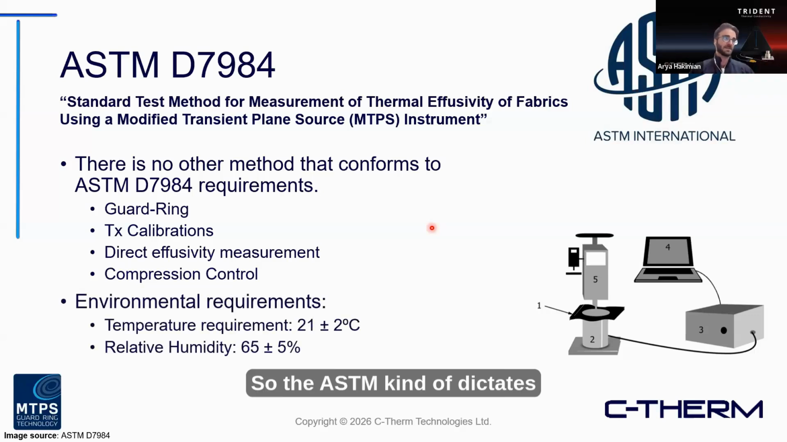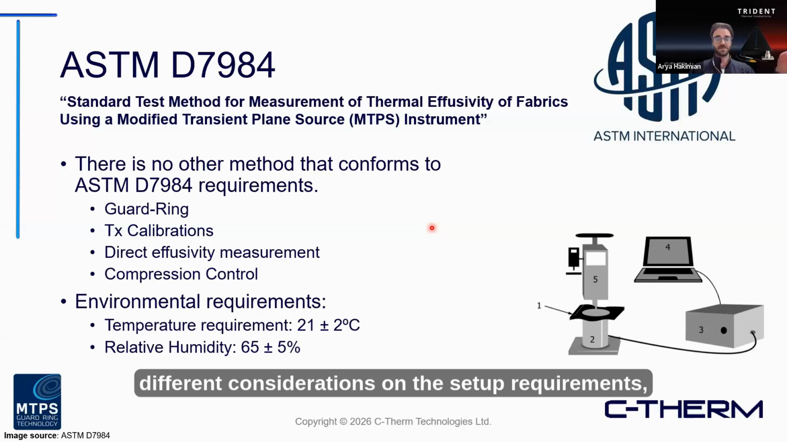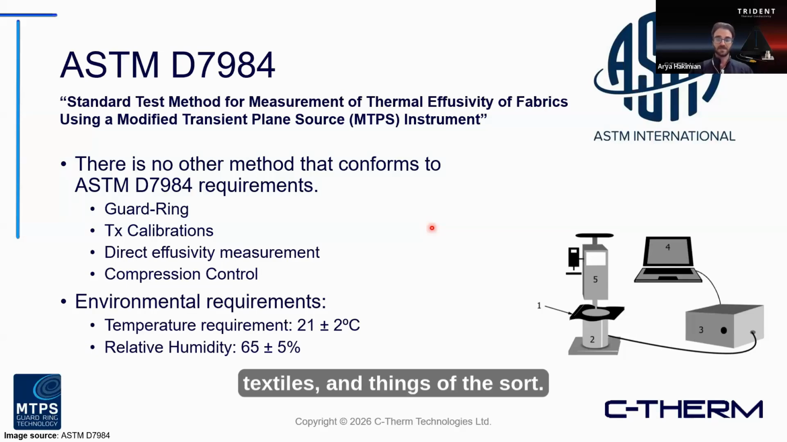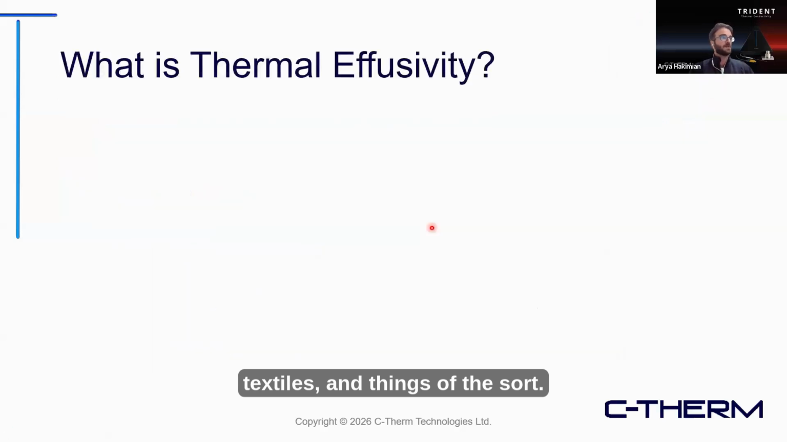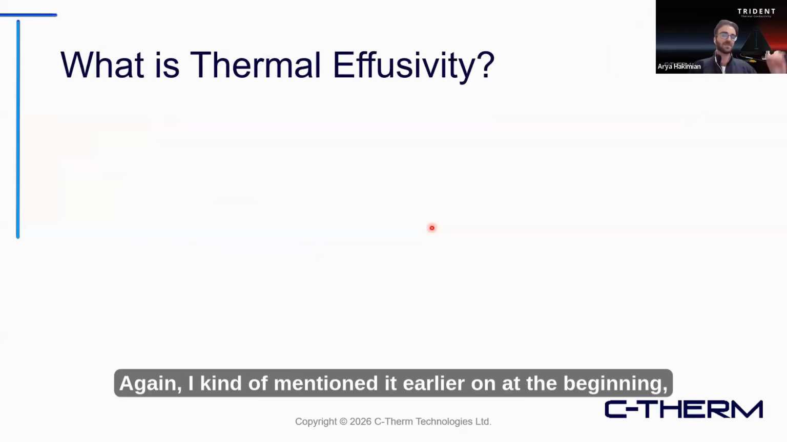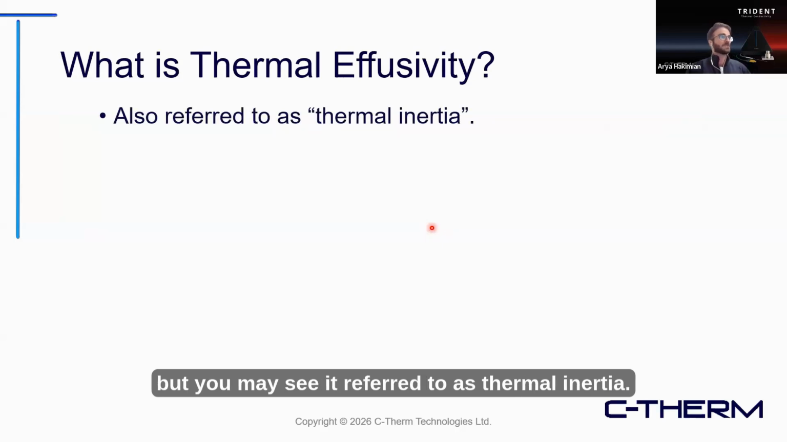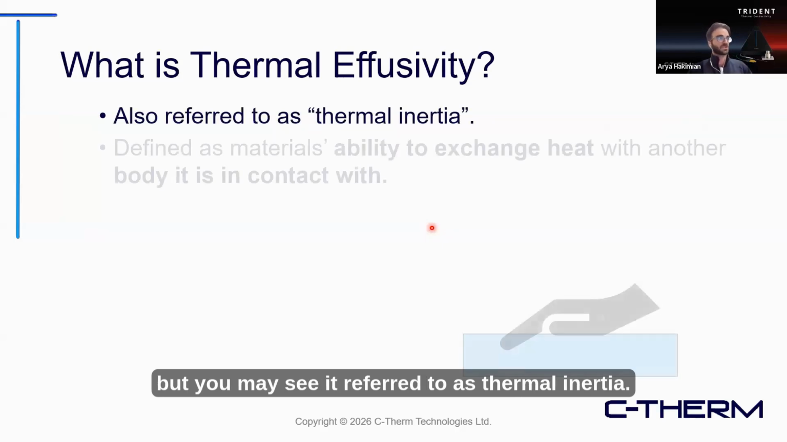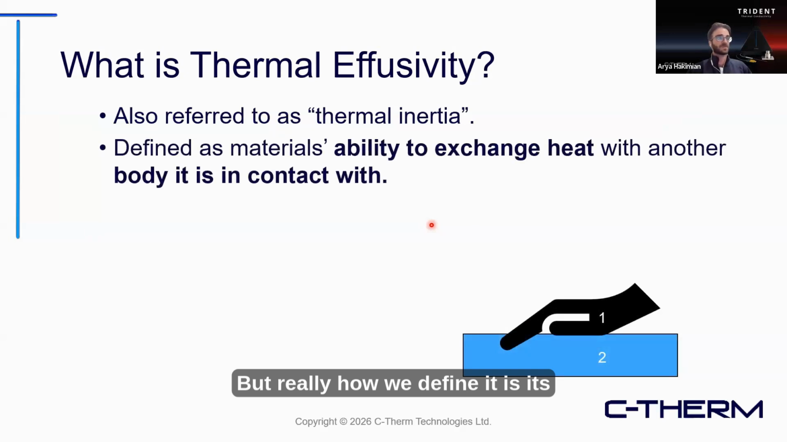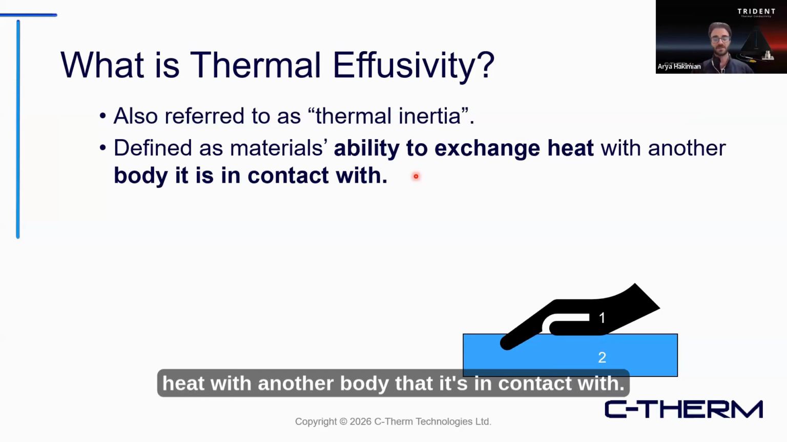So the ASTM dictates different considerations on the setup requirements, environmental conditions, etc. But what it allows for is a framework for consistent testing and comparability across different fabrics, textiles, and things of the sort. But what is effusivity? Again, I mentioned it earlier on at the beginning, but you may see it referred to as thermal inertia. Really how we define it is the material's ability to exchange heat with another body that it's in contact with.